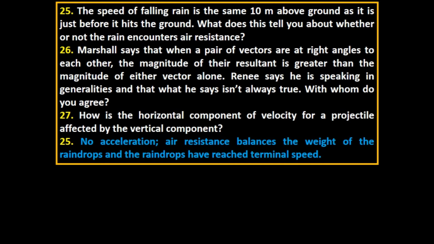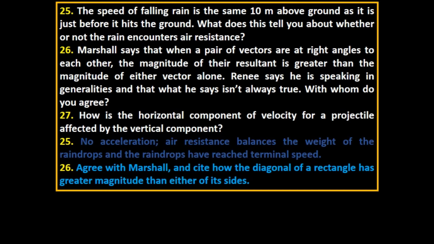26 says, Marshall says that when a pair of vectors are at right angles to each other, the magnitude of the resultant is greater than the magnitude of either vector alone. Renee says he is speaking in generalities and that what he says isn't true. With whom do you agree? Agree with Marshall and cite how the diagonal of the rectangle has greater magnitude than either of its sides.